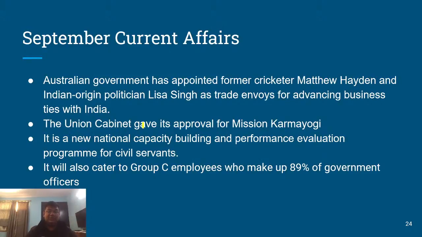It's a program for civil servants, and it will also cater to, now this is the big thing, I would say this is the biggest takeaway, that it will also look into Group C employees who make up 89% of the government officers. Now, what exactly is Group C? Generally, when we think of government officers, we think of those on the very top, the IAS, IPS, IFS, even the IRS, etc.